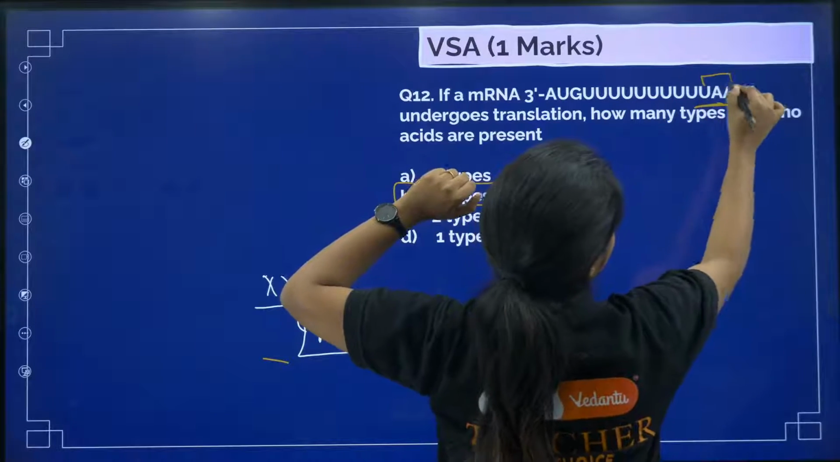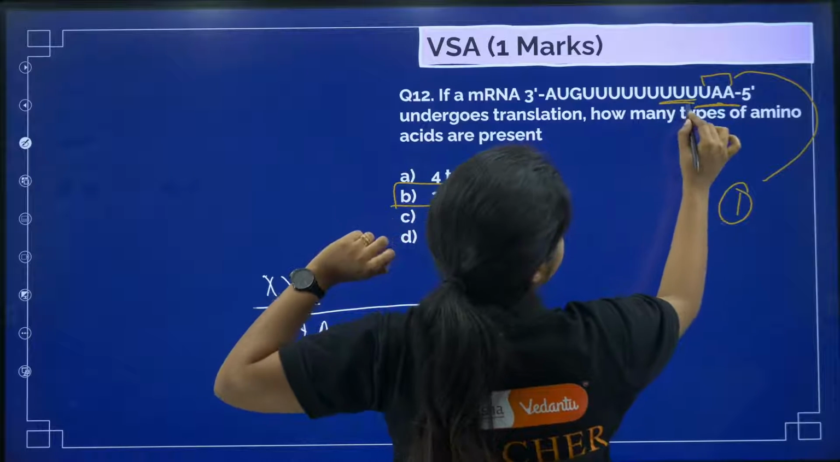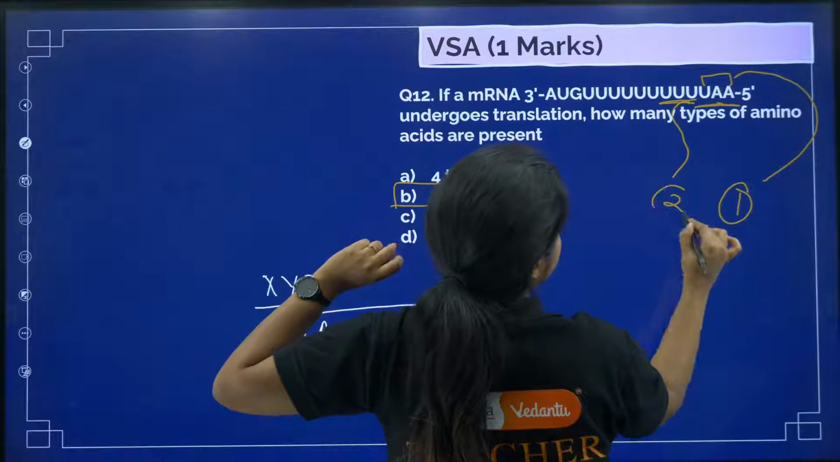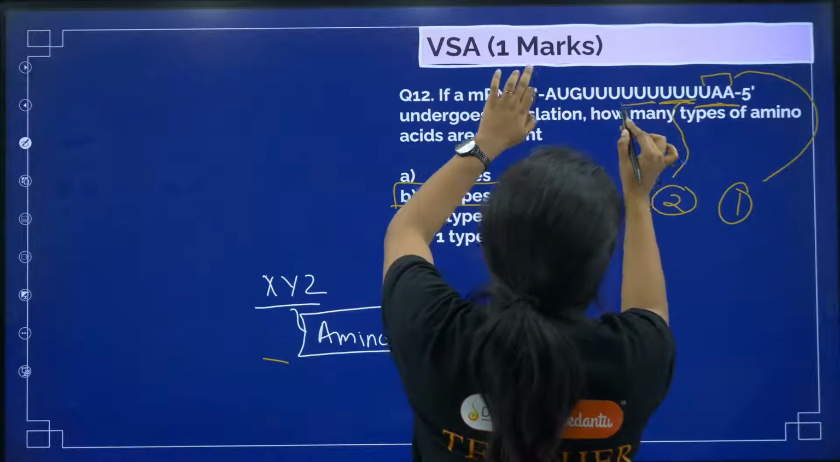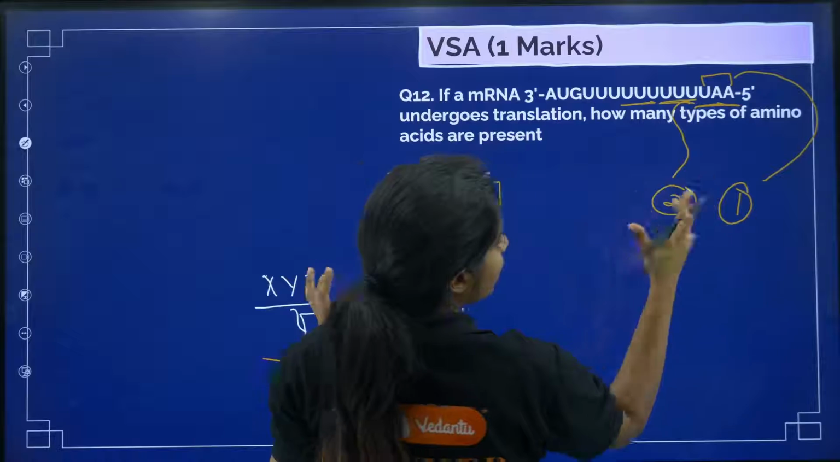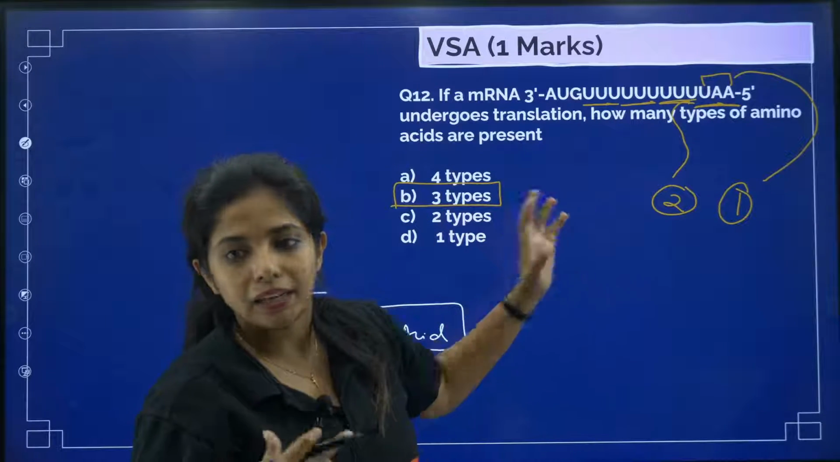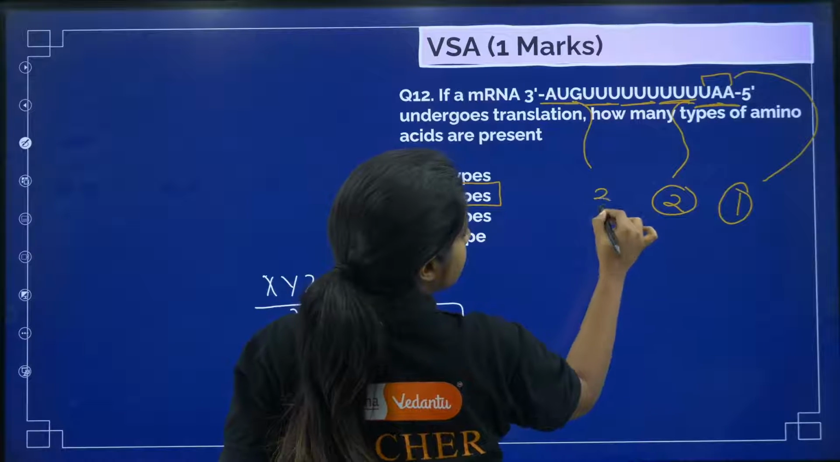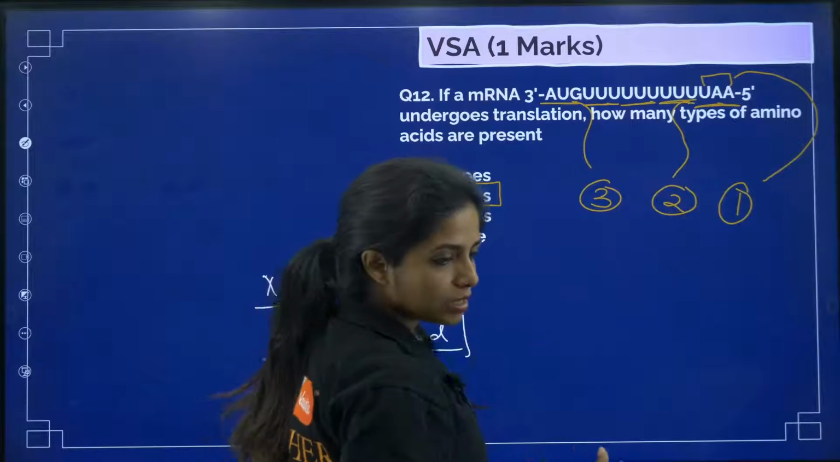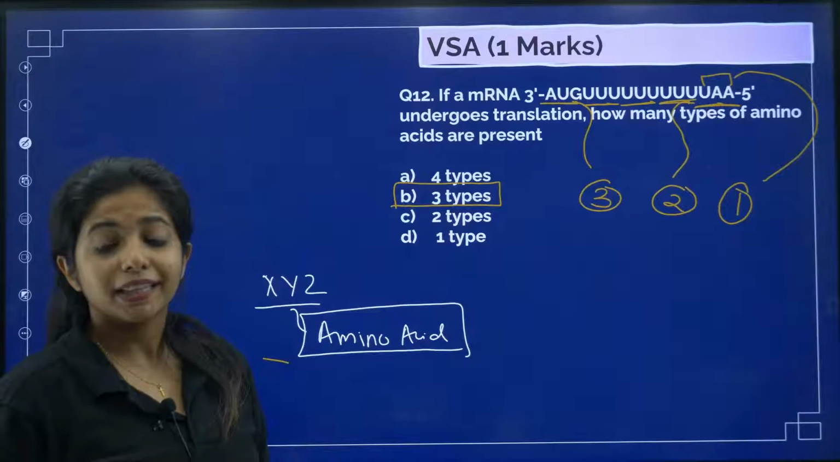So that is a codon coding for one amino acid. Now, UUU is a codon coding for another amino acid, and then again you have UUU, coding for the same amino acid, so I won't be adding it. That is phenylalanine. Now you have GUA. GUA is the 3rd type. So how many types of amino acid are there, my dear children? It will be 3 types.